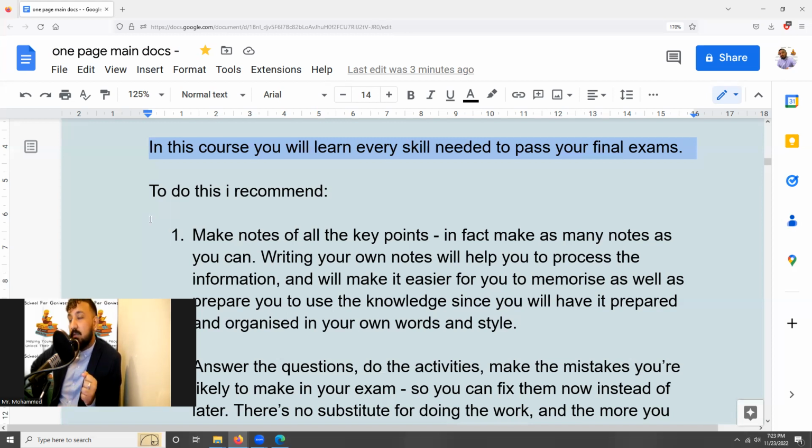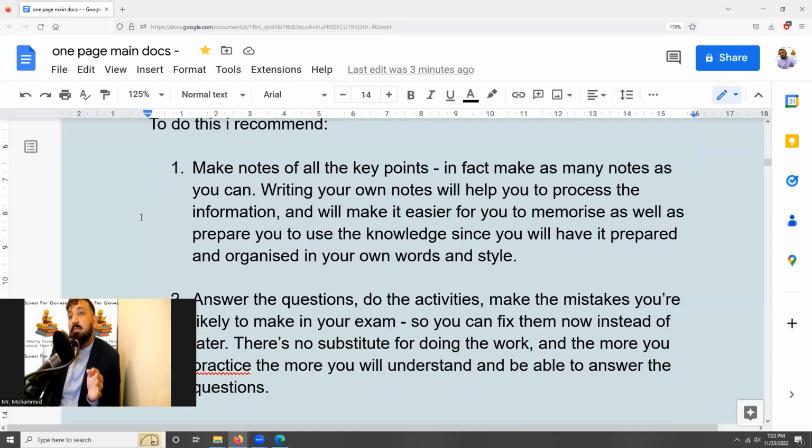Now, here is what you need to do to get the most out of it. What you want to do is make notes of all the key points, all of the key knowledge, and I'll let you know which knowledge is key. You want to make notes of all of it, and in fact, you want to try and make as many notes as you can. Why? Writing your own notes will help you to process the information, and it will make it easier for you to memorize what you're learning, and it will make the knowledge your own since you would have prepared it and organized it in your own words and style.